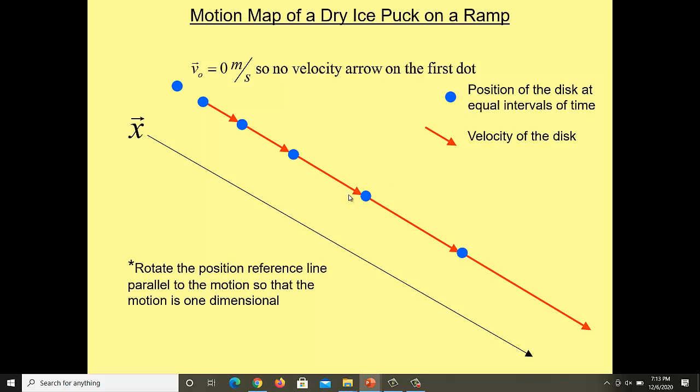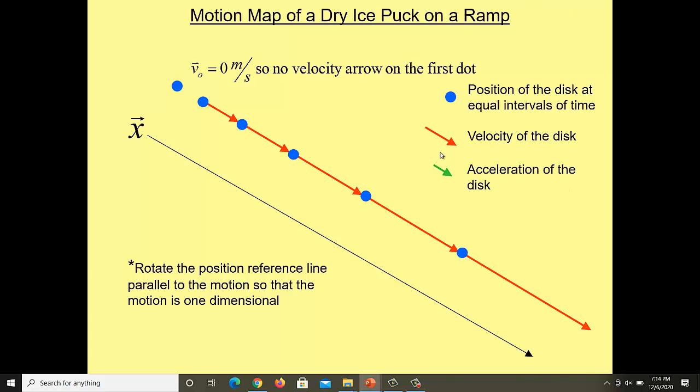So we can already tell by looking at the dots and by looking at the velocity arrows that this dry ice puck was speeding up. We can tell in the dots because they're getting further and further apart. We can tell with the velocity arrows because they're getting longer and longer. But for the first time, we had a new quantity, which we can represent graphically, as we just did, but we can also represent on our motion map. And that is acceleration arrows.